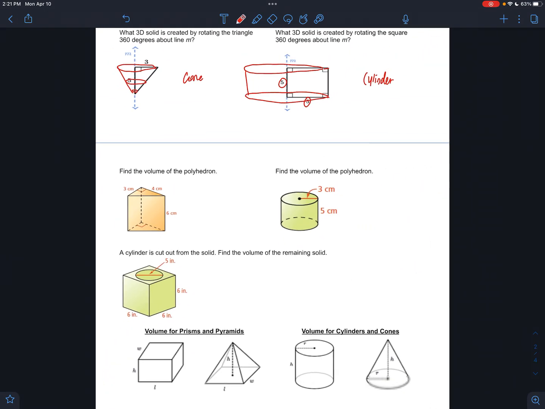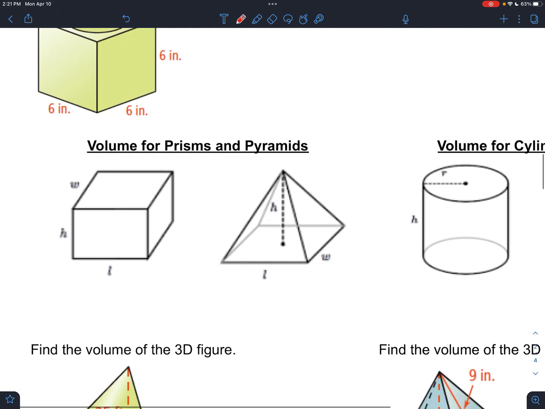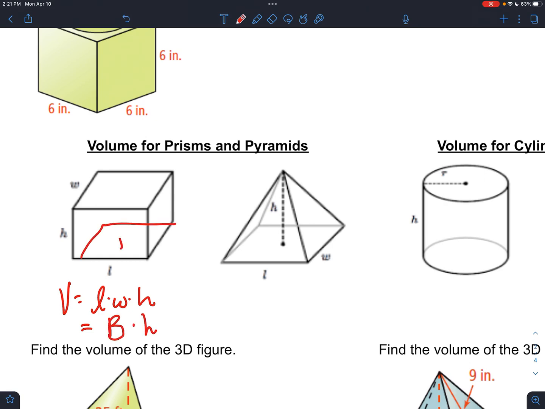Well, we'll start down here with the volume formulas. So the volume here is length times width times height, which is also capital B times H. And B is the area of the base.